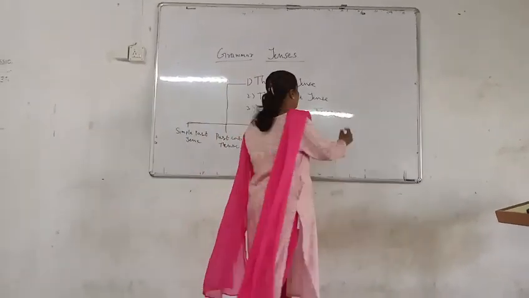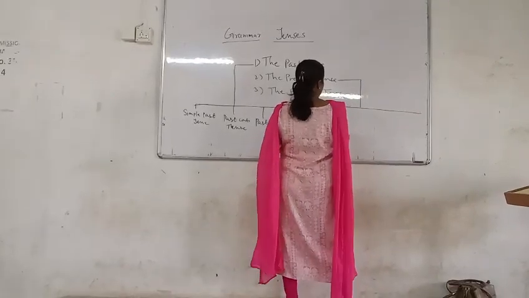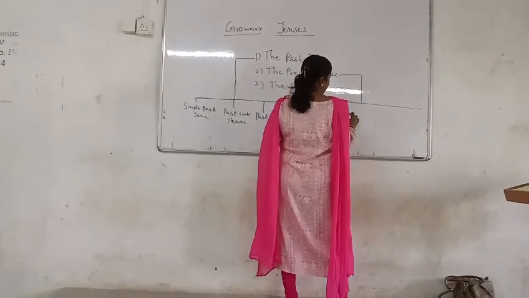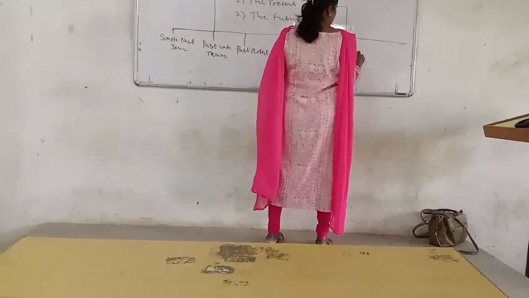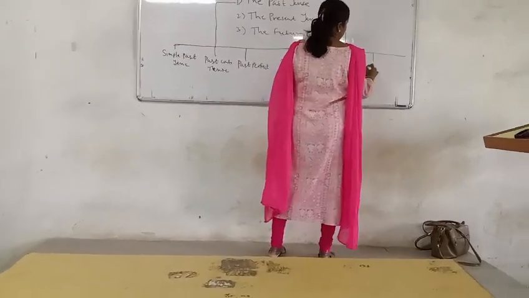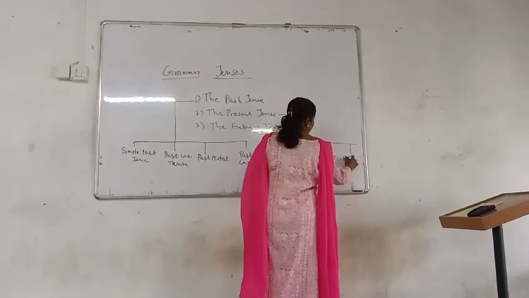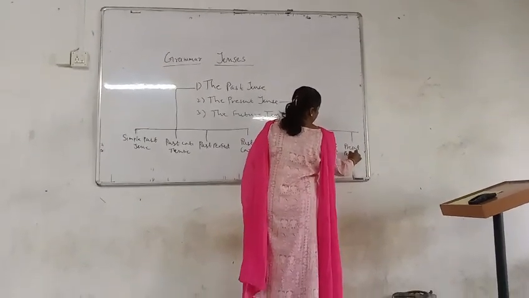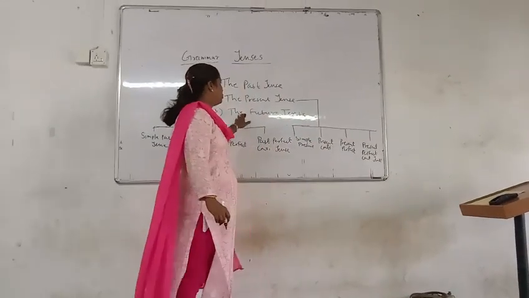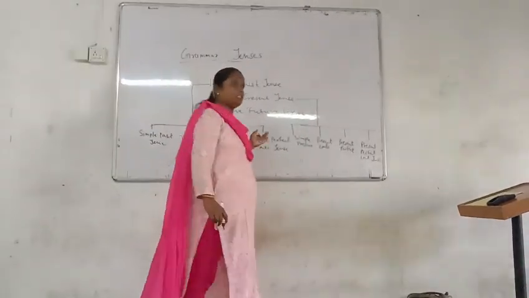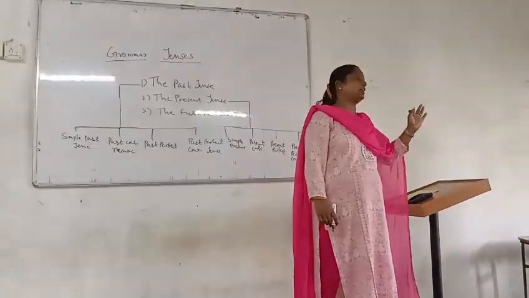Okay, now when we talk about the present tense, it is also divided into 4 categories. Which are they? Simple present, then present continuous, then present perfect, and then present perfect continuous tense. Again, the future tense is divided into 4 types: the simple future, the future continuous, future perfect, and future perfect continuous.